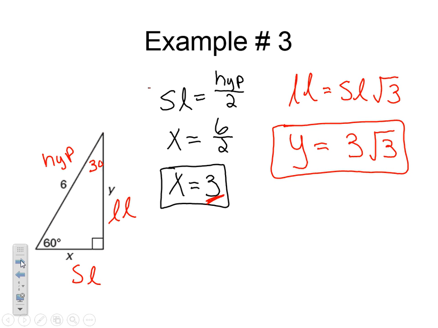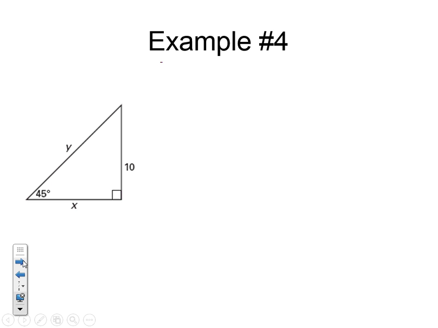Alright, moving on to example number 4. Here we go. We're switching it up. Now we have a 45, 45, 90. If one angle is 45, the other one is also 45. Now if my angles are the same, so are the legs. They're going to be the same. So x is just going to equal 10. So my legs are equal to each other.